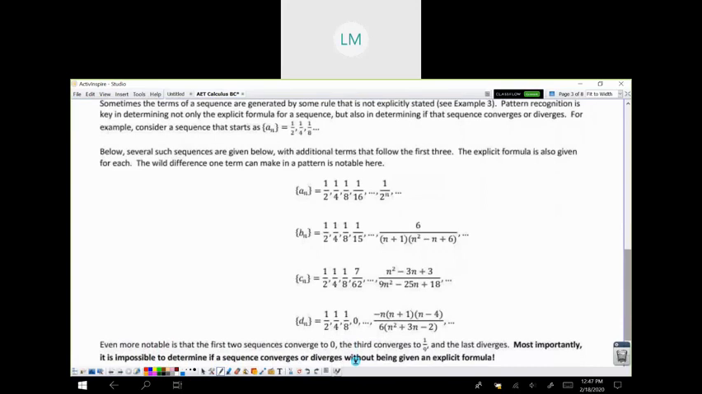So, sometimes the terms of the sequence are generated by a rule that's not explicitly stated. So we need to start recognizing formulas, to help us determine whether that sequence converges or diverges. So, if we have the sequence that starts a sub n is 1/2, 1/4, 1/8, we could write that as 1 over 2 to the n. And that one we know is going to converge to 0. Okay, well, b sub n is the same form, gives us the same first three terms, but it gives us a different fourth term. We can see that that one converges to 0. So I want you to do c sub n and d sub n and determine whether those sequences converge or diverge.